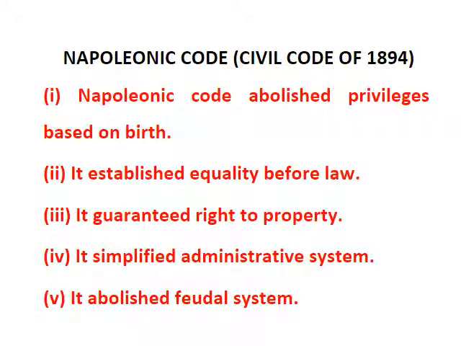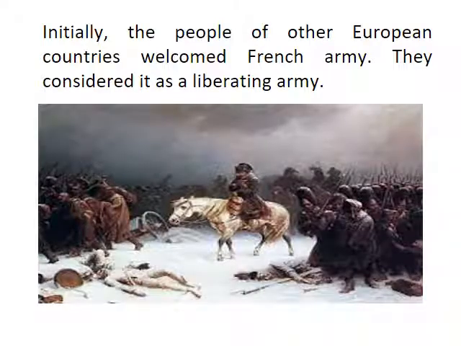Napoleonic Code, or Civil Code of 1804. The Napoleonic Code abolished privileges based on birth. It established equality before law. It guaranteed right to property. It simplified the administrative system. It abolished the feudal system. Initially, the people of other European countries welcomed the French army. They considered it a liberating army.